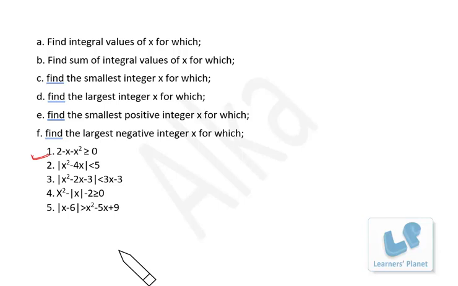Or find the sum of integral values of x for which this expression is greater than or equal to 0, or find the smallest integer x for which this expression is greater than or equal to 0, largest, smallest positive, largest negative, whatever, right? So for a single expression like this, the 6 questions I have already written over there. Sometimes the m, n based question, maybe m is the largest integer which can make this expression to be positive.